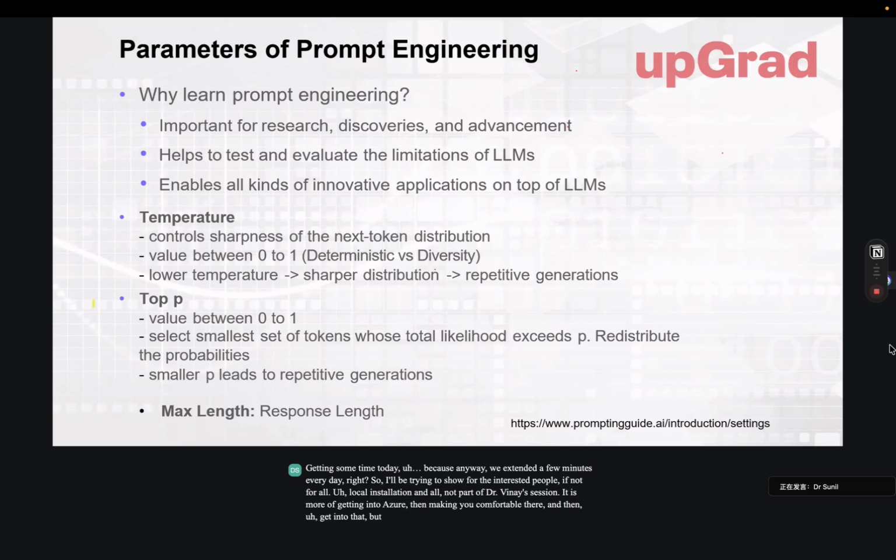But I'll give you some instructions, and then I'll show you some demonstrations which you can try, and then I can have a follow-up in the upcoming session on Saturday as well, on how you can install your LLMs locally.